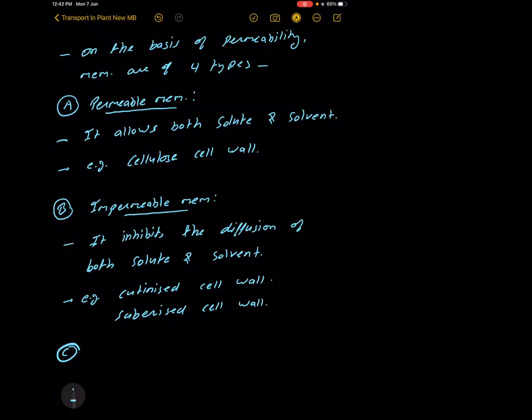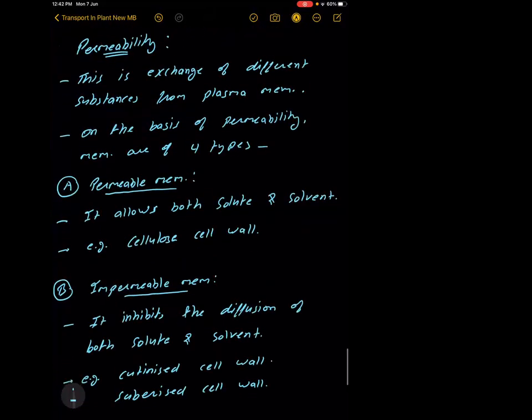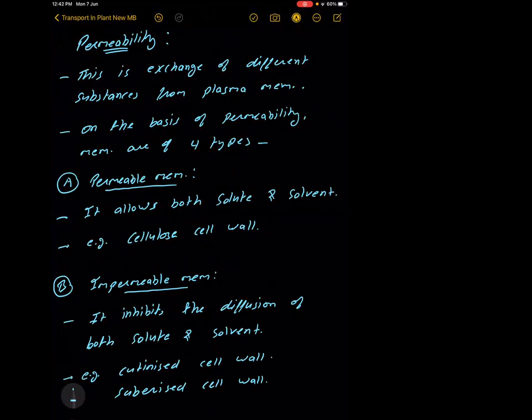Sir, can you scroll up a bit? I took some extra portion. What's the second example for impermeable membrane? Suberized. S-U-B-E-R. Suberized.